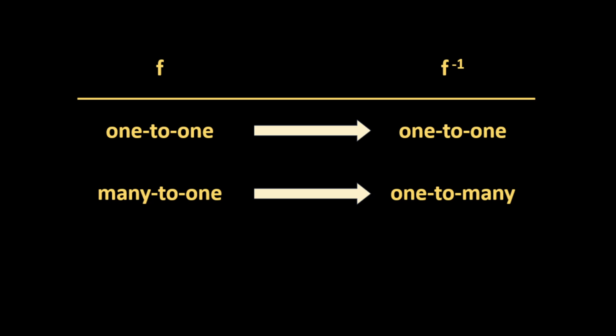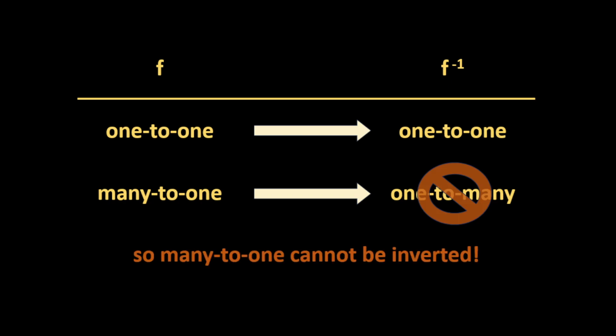What we said a moment ago is that a one-to-many mapping is not a function. Okay, so that's the key thing there. A many-to-one cannot be inverted, because if we invert it, if we switch the inputs and the outputs, we're going to get a one-to-many, and a one-to-many is not a function by definition.